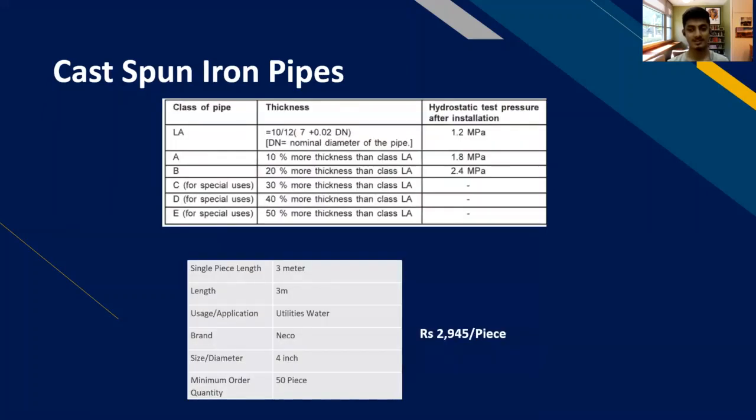So this is the table which shows how they are classified. Class LA has the thickness as it is written. Then class A has 10% more thickness than LA. Then B has 20% more thickness than LA. It keeps on increasing as we go for further classes, and E has 50% more thickness than class LA. So rough pricing for this pipe is shown below, which is 2,945 rupees for a piece, found on IndiaMART, of 3 meter length and a dia of 4 inches.